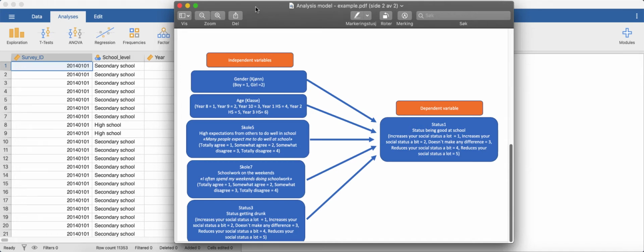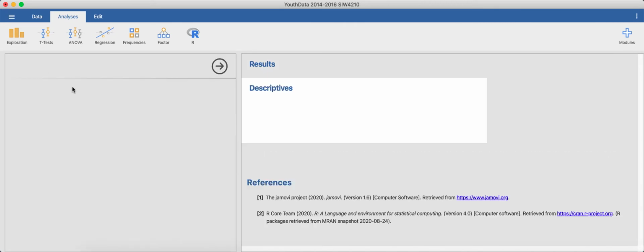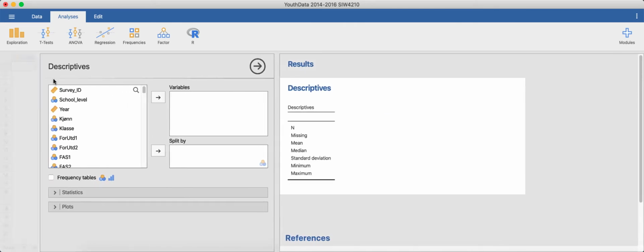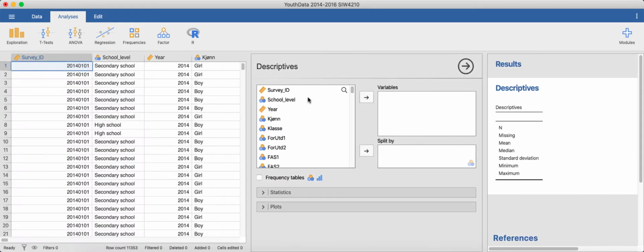So okay, I have to find the different measures of central tendency for these variables. So I have 6 variables, 5 independent and 1 dependent. So I go for exploration, I go for descriptives, and then you can choose to have it like this, or you can see the data like this.